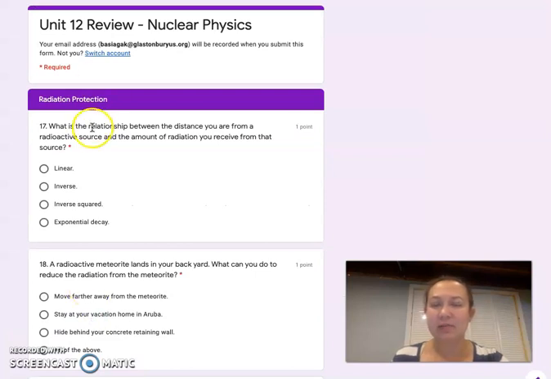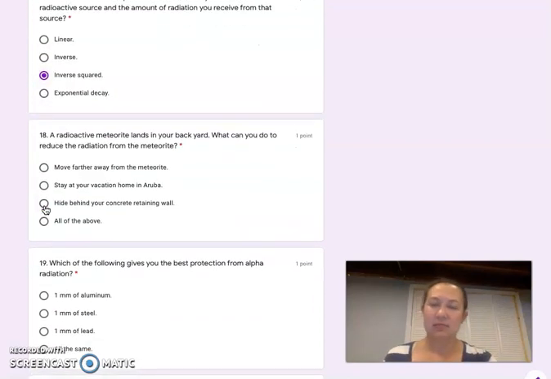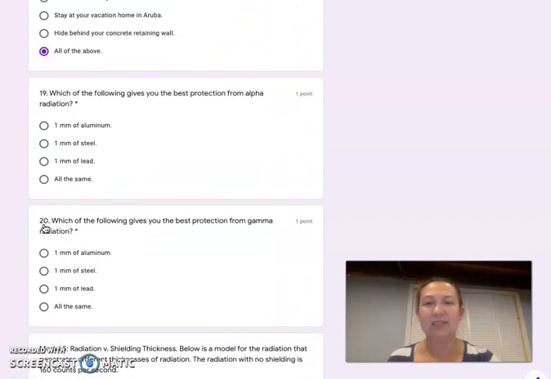Okay, so question 17, if you get farther from a source, you get less radiation. This is actually an inverse squared relationship because that radiation spreads out over a larger distance. If you have a radioactive material in your backyard, do all of the above. Notice this is time. You spend time away from this. Distance, stay far away from the meteorite. And shielding, hide behind concrete. Time, distance, shielding.